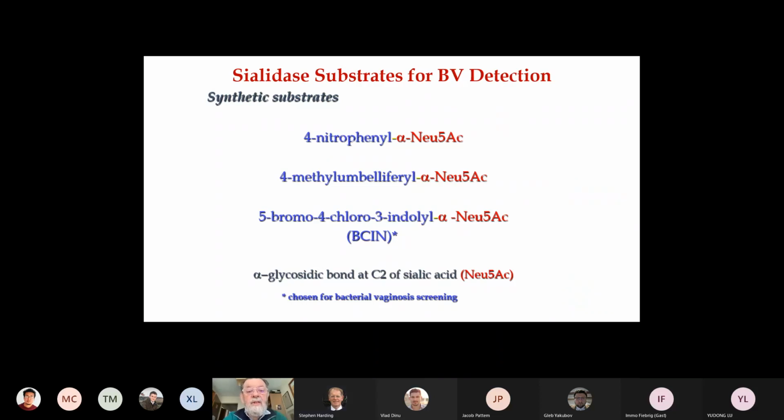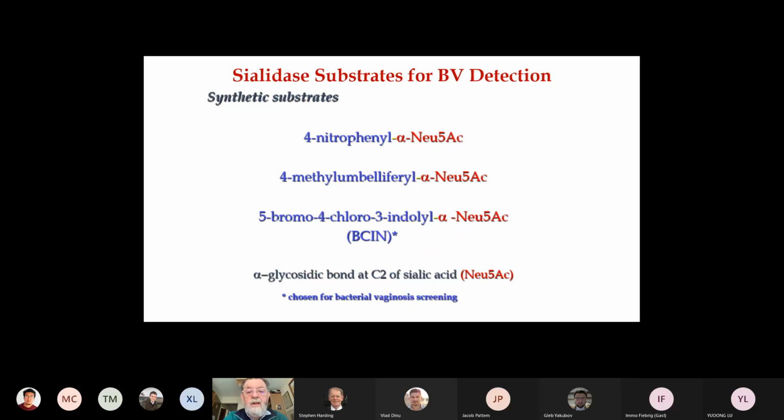These are the synthetic substrates. As you can see, the sialic acid in red on the right-hand side has the alpha glycosidic link through carbon 2, and the blue shows the synthetic aglycones: nitrophenol, methylumbelliferol, and the one that we chose, the bromochloroindolol. These are readily available, easy to synthesize, and easy to use in a test.